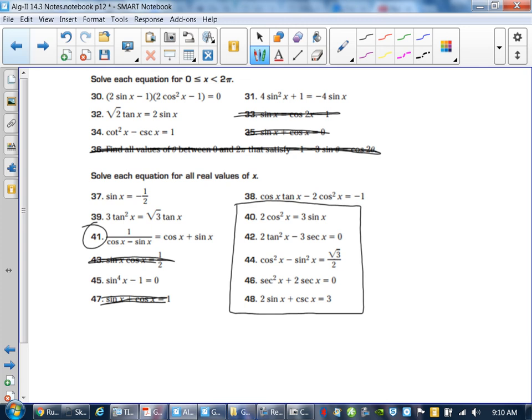What would you do with 48? Oh, see how you have sine and a cosecant? Rewrite cosecant as 1 over sine and get a common denominator for everything. And it works out real quick. You'd be surprised at how fast that actually goes through once you do that. Okay? Try those 6 and let's see how we do.